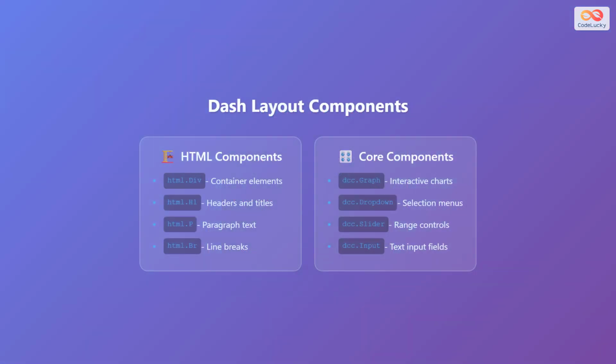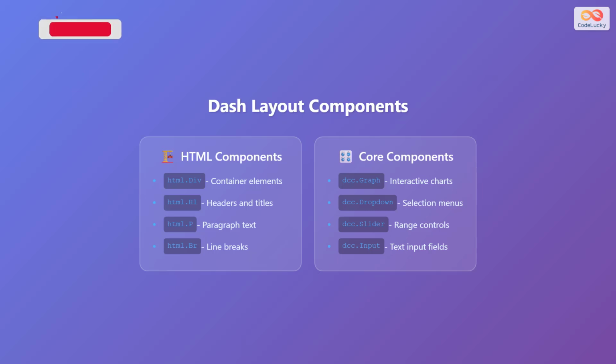Dash applications are built using two main categories of components that provide both structure and interactivity. HTML components mirror standard web elements and include html.Div for creating container elements that group other components together. html.H1 through H6 create headers and titles of various sizes, while html.P generates paragraph text for descriptions and explanations. html.Br creates line breaks for spacing control.